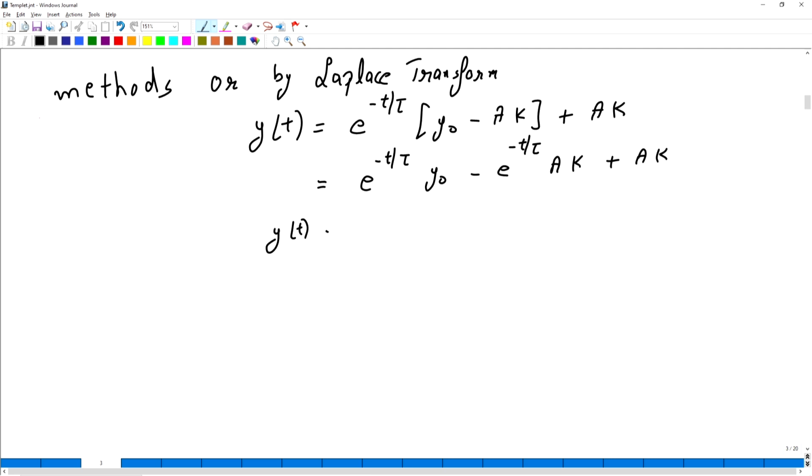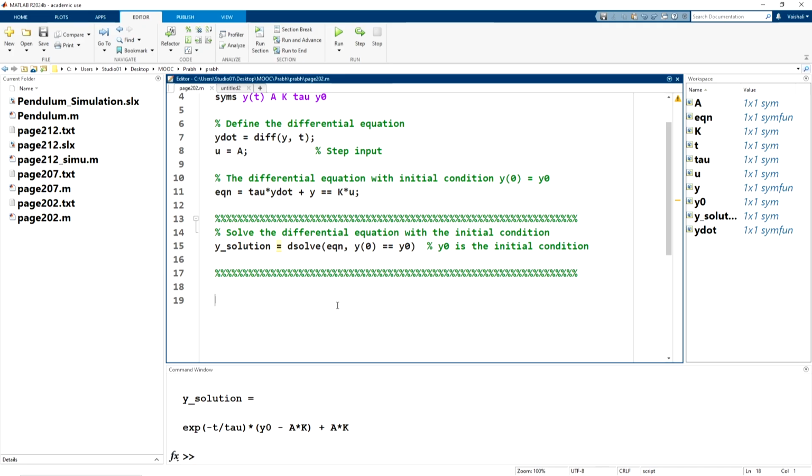y of t equals y naught e to the power minus t by tau plus a k. Taking a k as common, this can be represented as 1 minus e to the power minus t upon tau. Now we'll plot this solution in MATLAB for different values of tau. Let us switch back to MATLAB again.